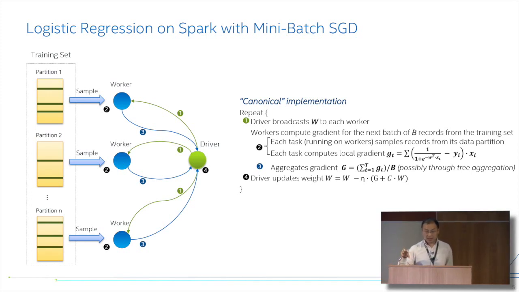Each task running on the worker will get a random sample of the data, which is partitioned across all the worker nodes. It samples the records and computes the local gradient. After each task on the worker side computes its local gradient, it sends the local gradient back to be aggregated, typically averaged. You can do it using a reduce, or if it's at very large scale, you may want to use a tree aggregation. In any case, the gradients from many different workers are aggregated into a global one, and the driver then updates the weight using this type of formula. So this is how it typically works.